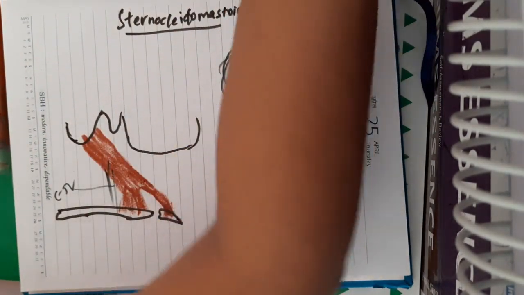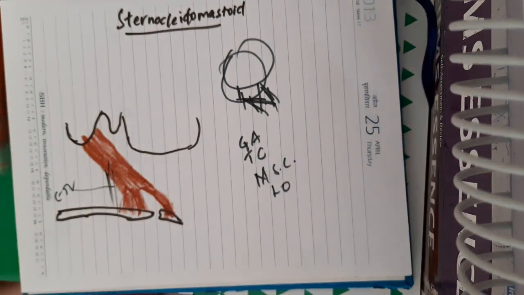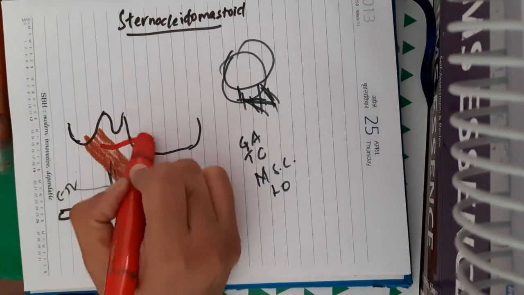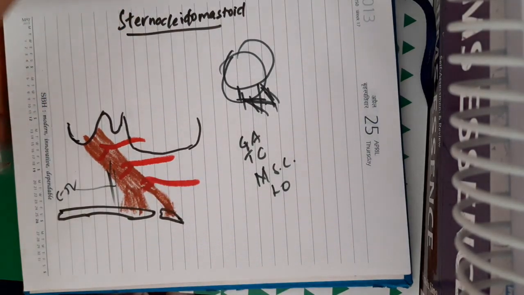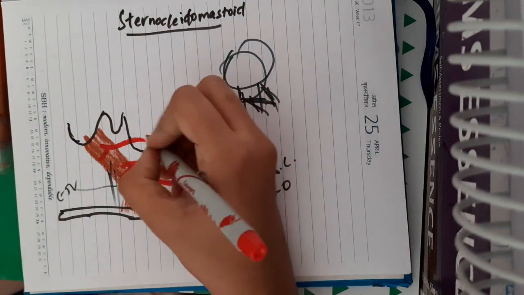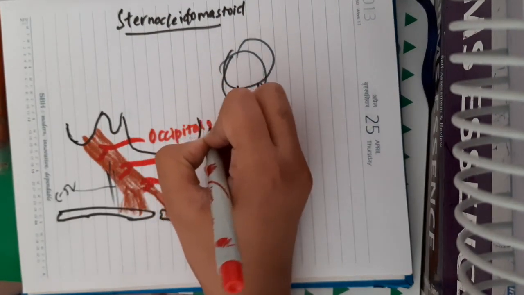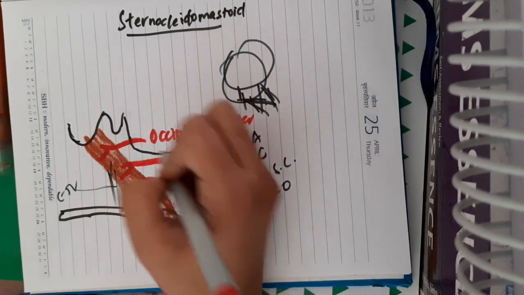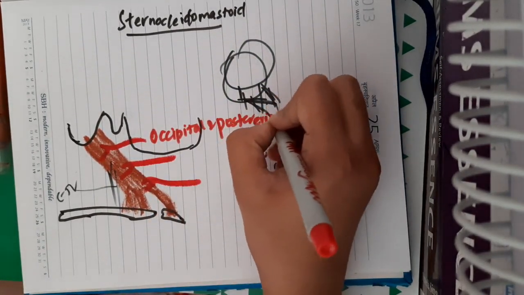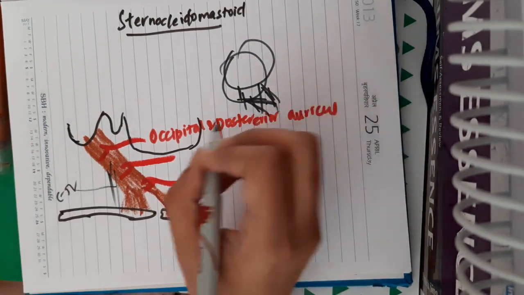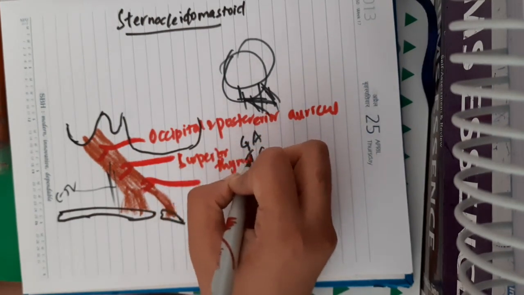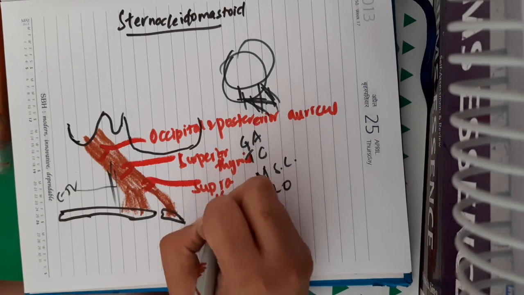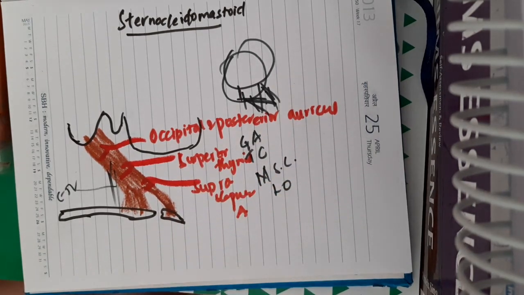Then what about the blood supply of sternocleidomastoid? If you first see the arterial supply, the upper 1/3 is supplied by the occipital artery and the posterior auricular artery, whereas the middle 1/3 is supplied by the superior thyroid artery, whereas the lower 1/3 is supplied by the suprascapular artery.